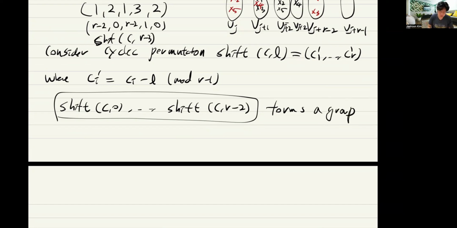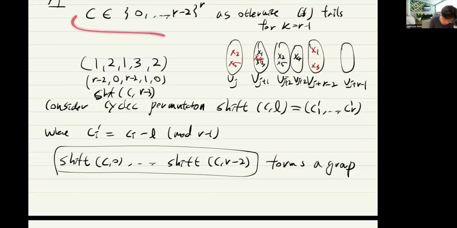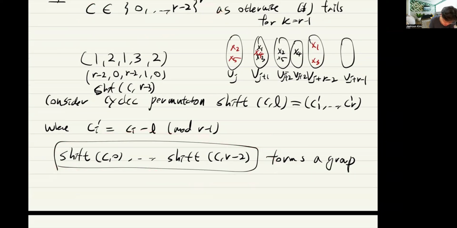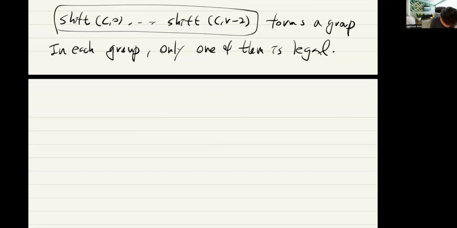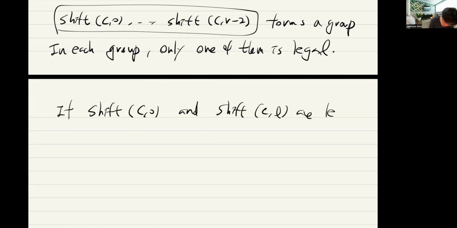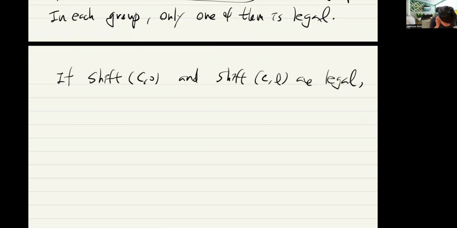We group these R minus 1 of them. So out of all this, you group these R minus 1 of them. And in each group, we can show that only one of them is legal. Why? If two of them are legal, say shift of C0 and shift of CL are both legal, then we can assume that one of them is 0 and the other one is L. Otherwise, you just change some numbers in the following argument.